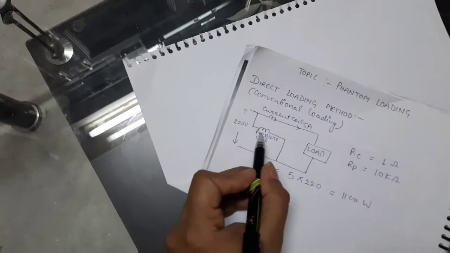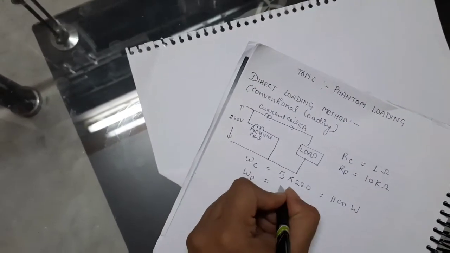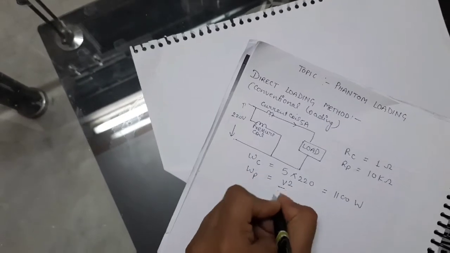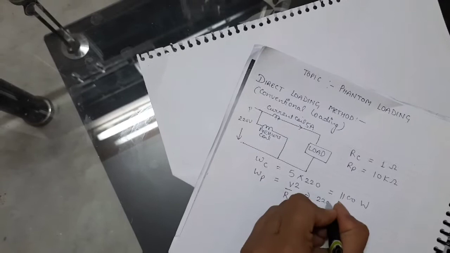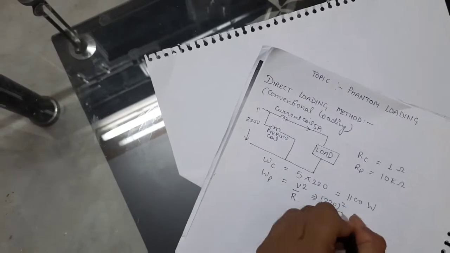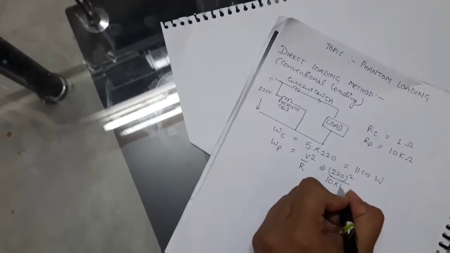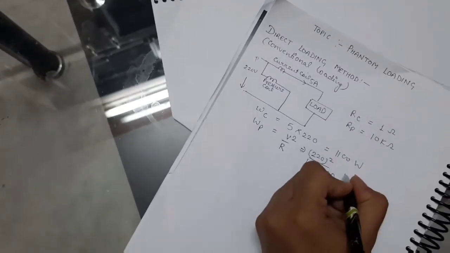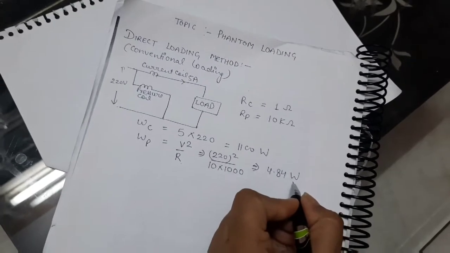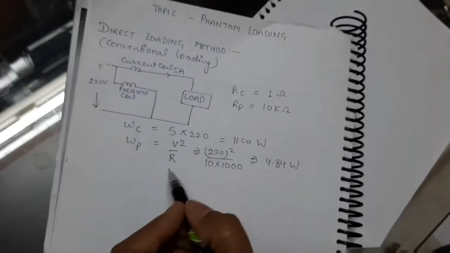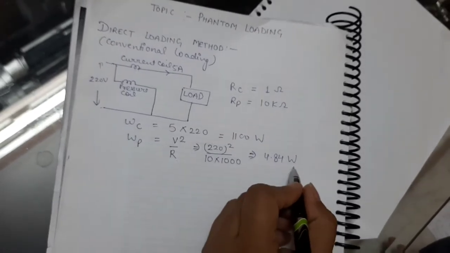Now the power consumption in the pressure coil is WP, which is V square by R. V is 220 volt and R is 10 kilo ohm, so it will be 4.84 watt. The power consumption in the pressure coil is 4.84 watt.